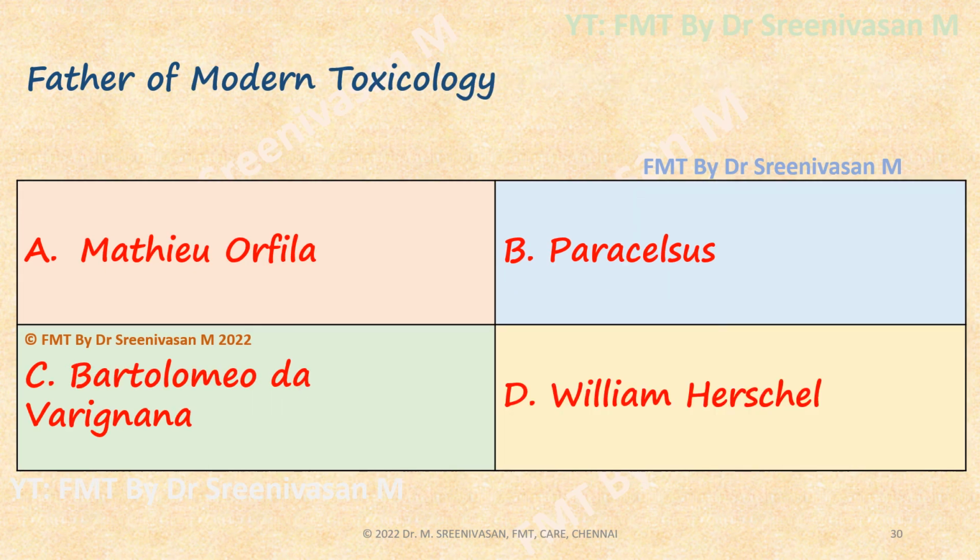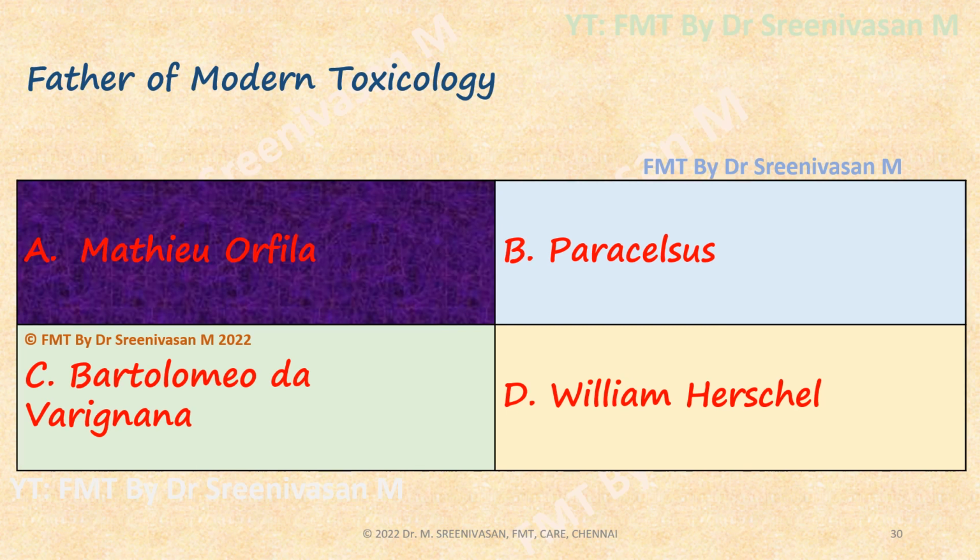Father of modern toxicology: Matthew Orfila, Paracelsus, Bartolomeo da Varignana, William Herschel. So modern toxicology, M for Matthew, O for Orfila, we can remember that is Matthew Orfila. Suppose they ask father of toxicology and they gave only Orfila, you can go for Orfila only. Simply, instead of modern toxicology, father of toxicology, as given in some books of forensic medicine, you can go for Orfila also. If both the names are given and specifically asked father of toxicology, you can go for Paracelsus. Modern toxicology, Matthew Orfila, to be precise.